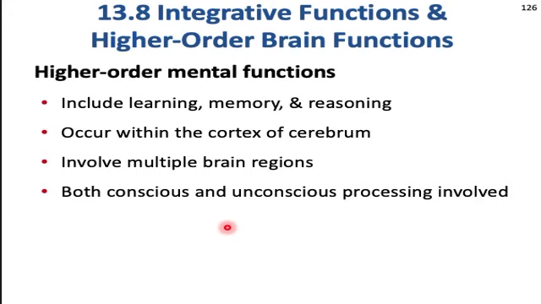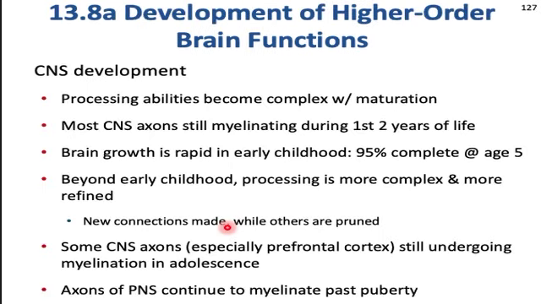Higher order functions include things like learning, memory, and reasoning, okay? They're in the cerebral cortex and involve different brain regions with both conscious and unconscious processes controlling them. The development of these functions is more complex as we get older and make more connections between the nerve cells in the cortex. It allows us to move more information around and also to store more information. Okay? Most central nervous system axons are still myelinating during the first 2 years of life, with brain growth rapid in early childhood and 95% complete by age 5.